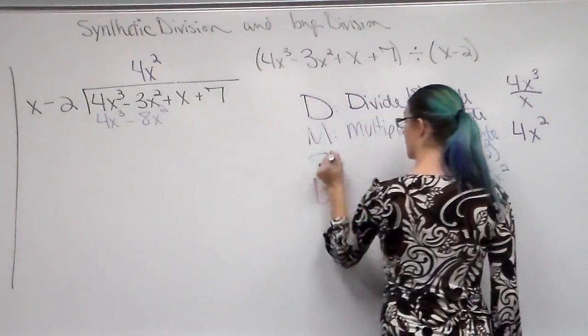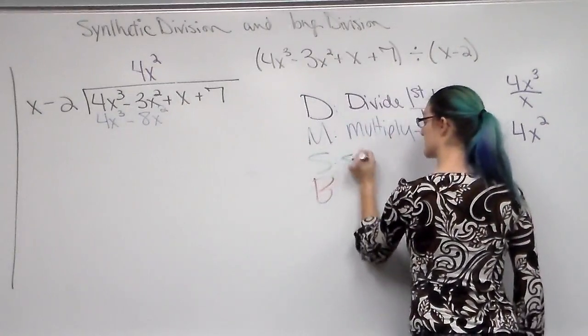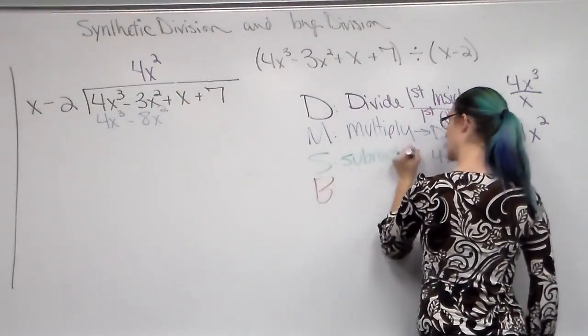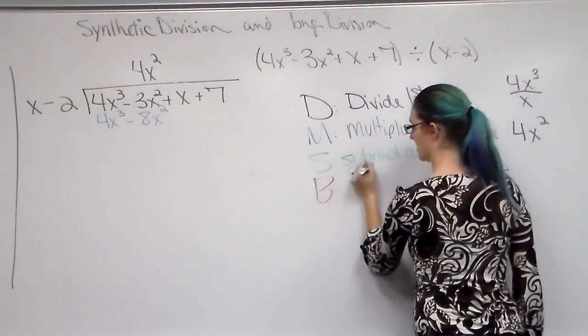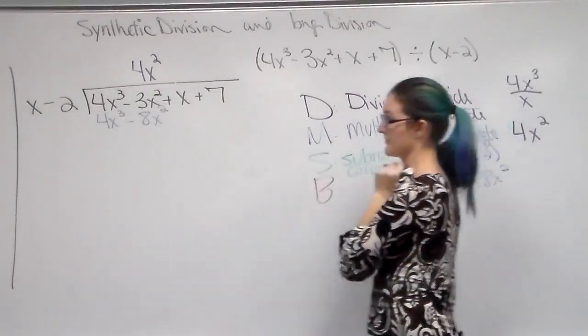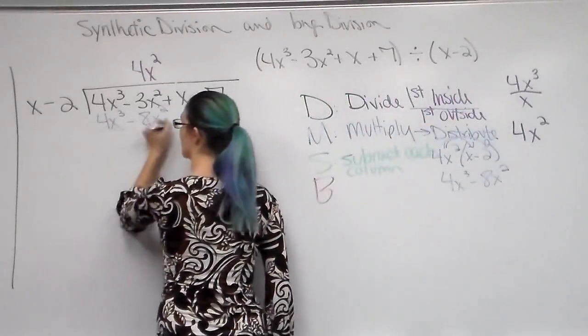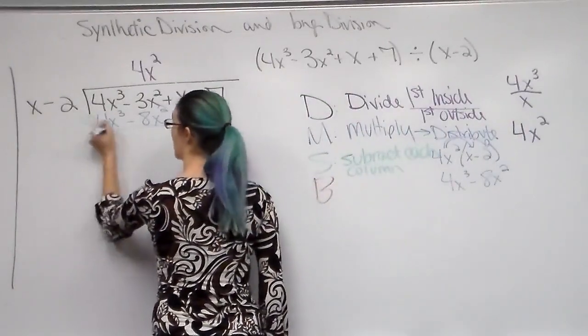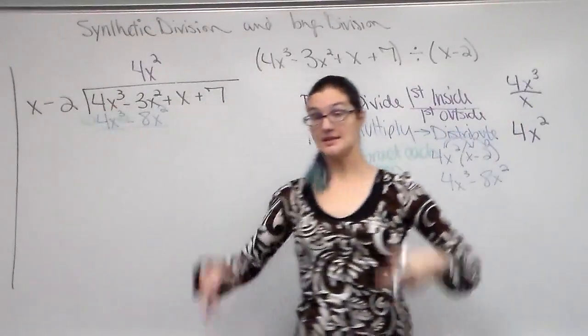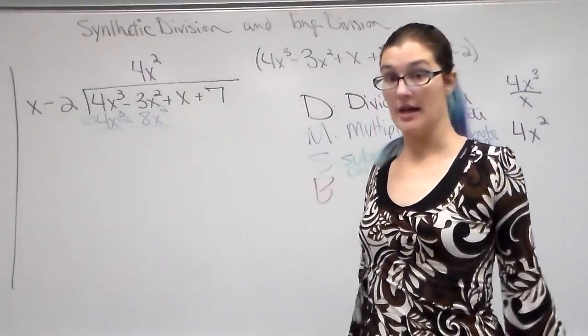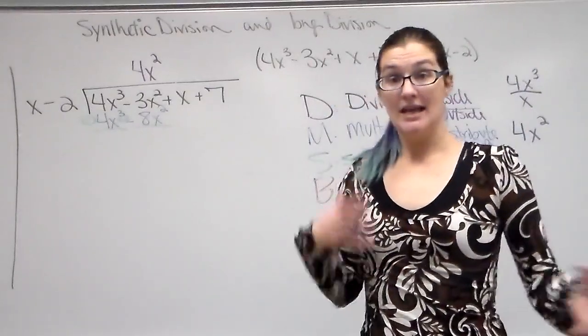Step number 3, subtract each column. And so I do this a little bit differently than others. Subtract each column, I put an extra little minus sign because I want to show the subtraction in green. You don't show the subtraction, it's not going to work.